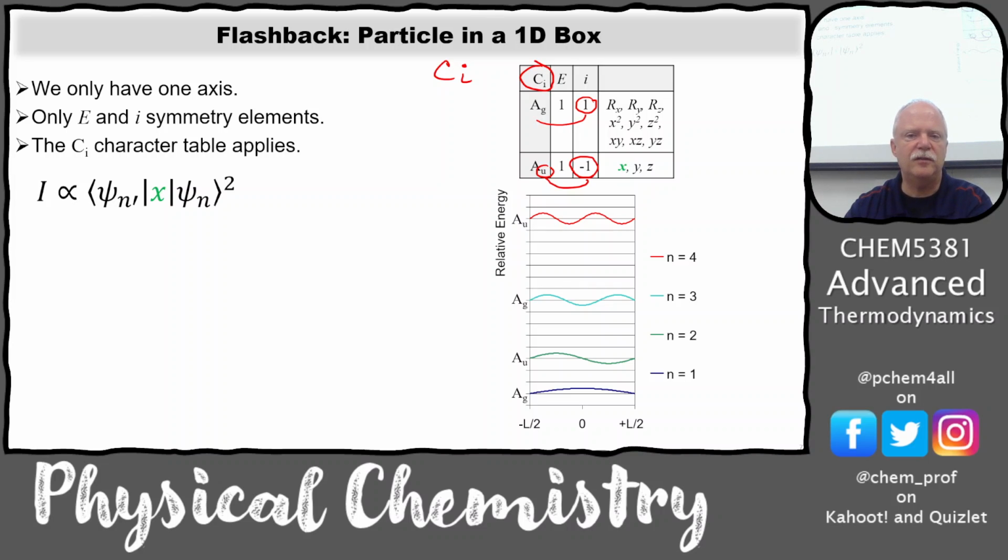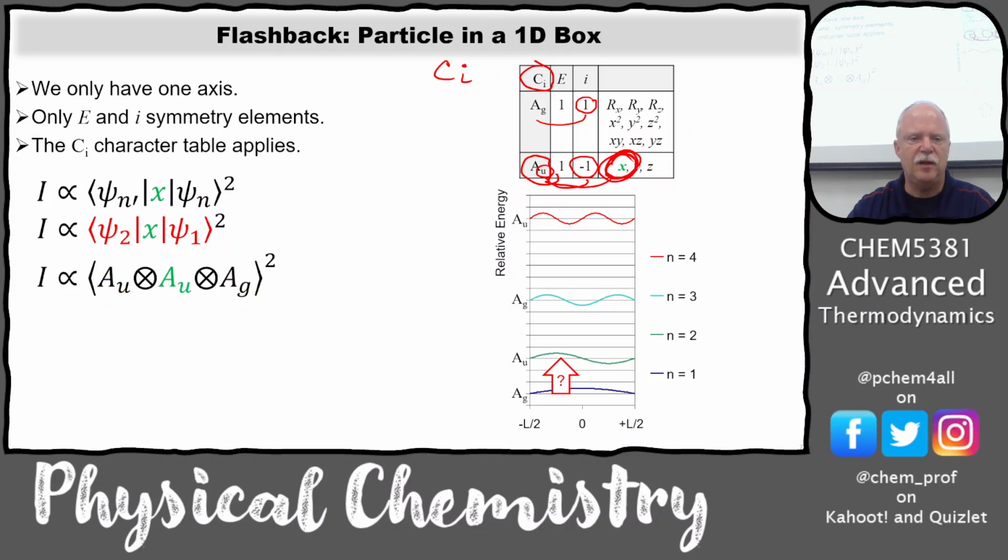So here's our transition moment integral. You can see that we've found x in the table. And so since we have x there, that means that AU is in the middle here. So these are the symmetries. We have wave function 1 and 2. Let's just do that example down there at the bottom. So this x is AU right here. And we got that from the character table.